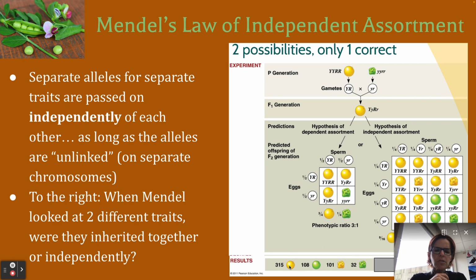So the results, there were 315 yellow round, 108 green round, yellow wrinkled, and green wrinkled. That's a 9-to-3-to-3-to-1 ratio. So that means that the correct answer for this is that they were inherited independently.